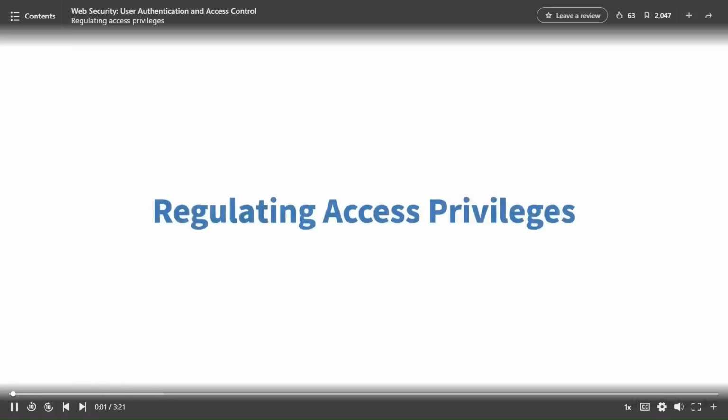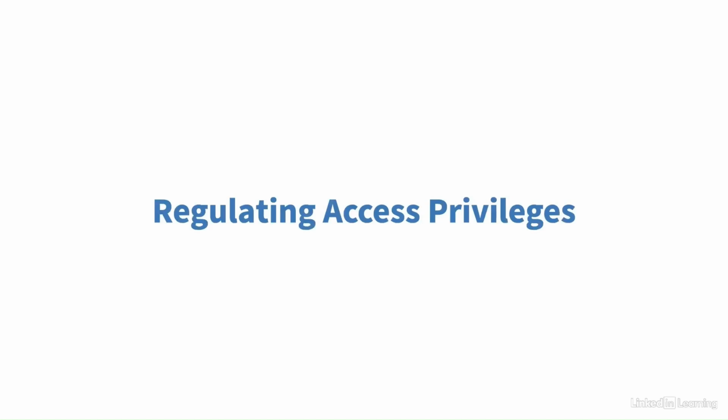In this movie, we'll talk about the importance of regulating access privileges to ensure good access control. Many office buildings have security guards that regulate access. Someone working in the building may have access to only certain floors or certain departments.